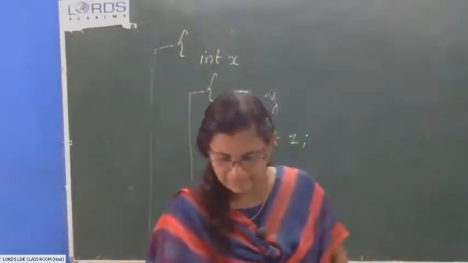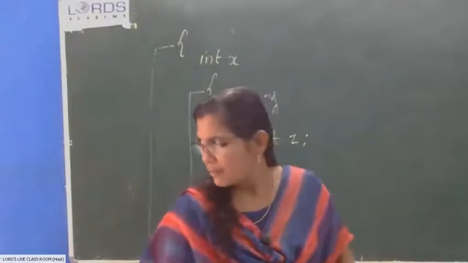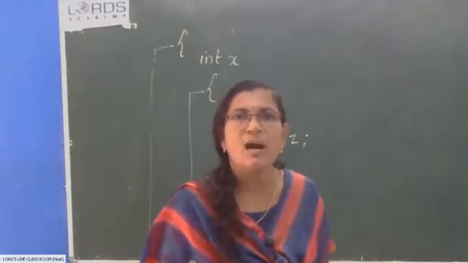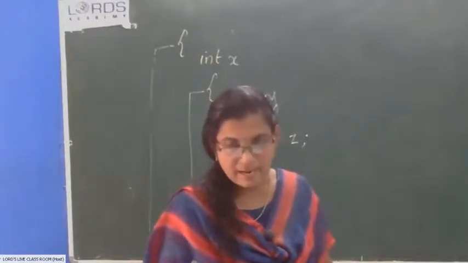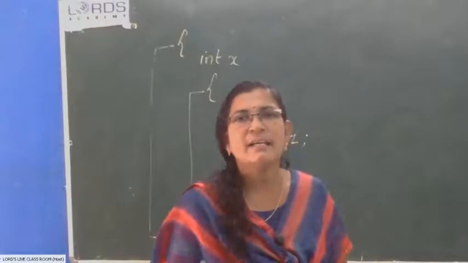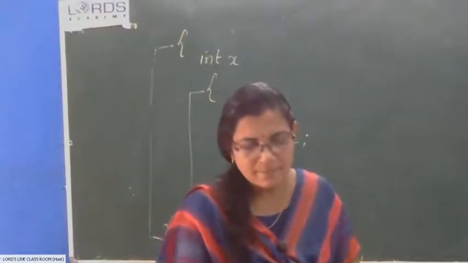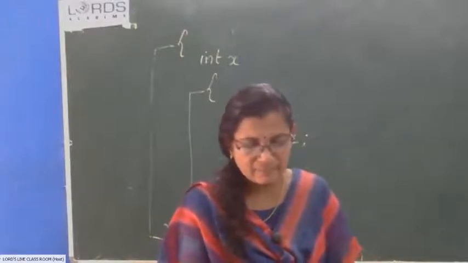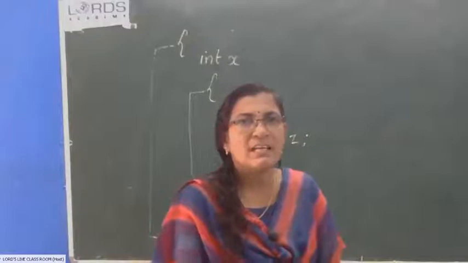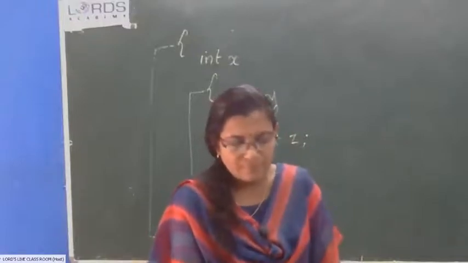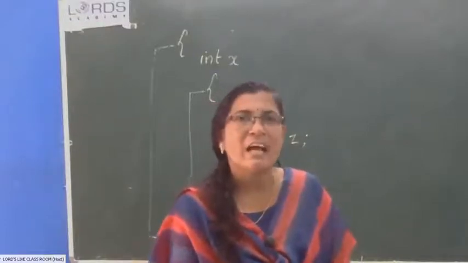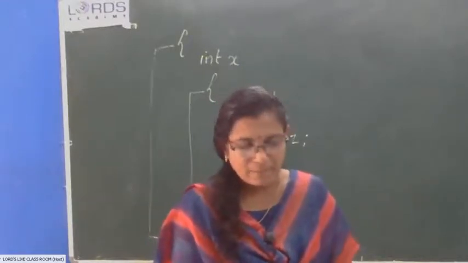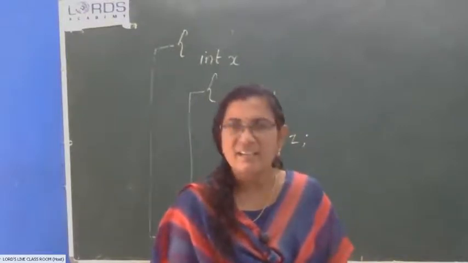So, now look at the example. Public class TwoSides. Side1 and side2 are the global variables, the instance variables. Now, one method is written there: public boolean testRightTriangle. A method is written to check whether the given values are the sides of a right-angled triangle.